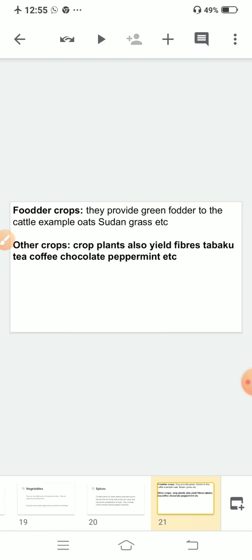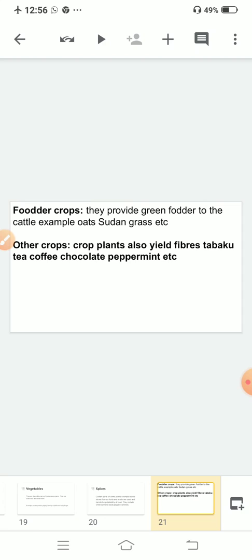Now next one is fodder crops. They provide green fodder to the cattle. Example, your Sudan grasses, oats, they all are examples of fodder crops. That means the crops which are given to the animals, basically for the cattle. Clear? Other crop plants also yield fiber, tobacco, tea, coffee, chocolate, peppermint, etc. They are the other types of crops.